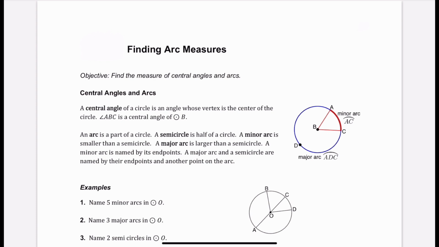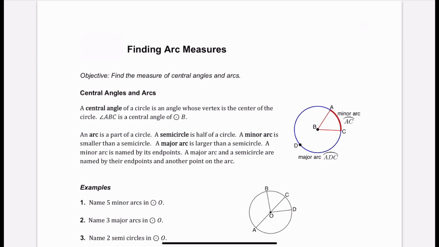An arc is part of the circle. So this piece right here is the arc. A semicircle is half of a circle. So from here, this would be half of a circle, or we could go straight across. This would be half a circle, or this would be half a circle. Semicircle.